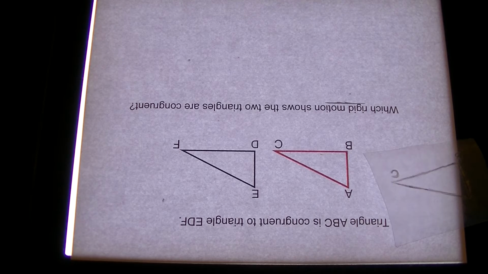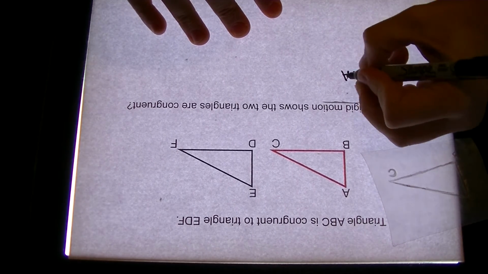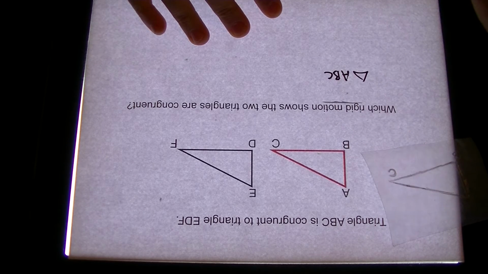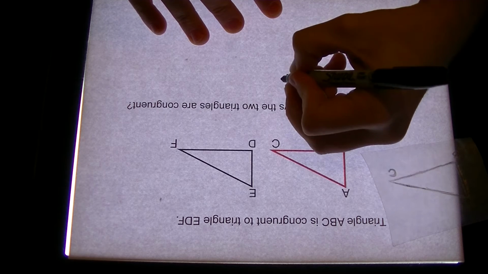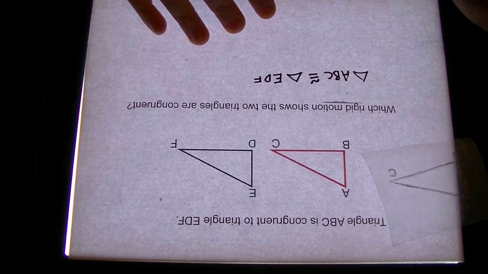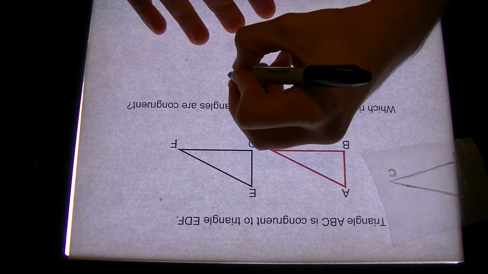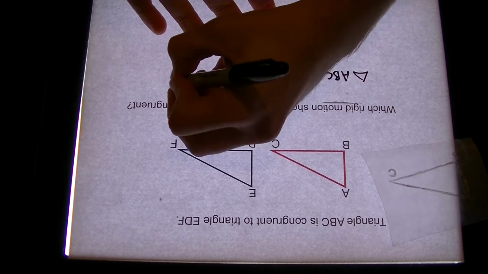So I can say triangle ABC is congruent to triangle EDF by translation.